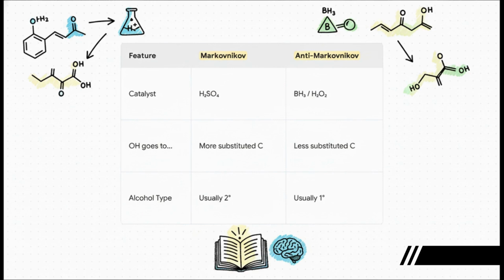So the acid-catalyzed way follows Markovnikov's rule. The rich get richer, so the OH goes to the carbon that already has more stuff on it, the more substituted one. Hydroboration oxidation, with those different catalysts, does the exact opposite. It's Anti-Markovnikov. The OH goes to the less substituted carbon. You have to memorize the catalysts and know which rule they follow.